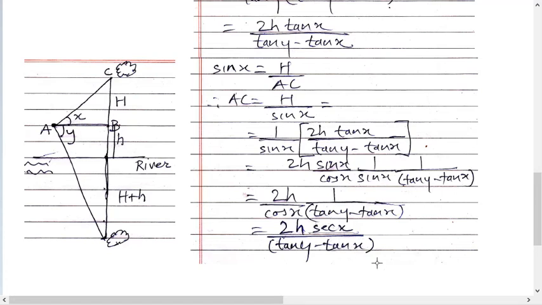Then you can solve it that way also. Depends on what options are given to you. So this is the final answer. The distance AC is 2h sec x upon tan y minus tan x.